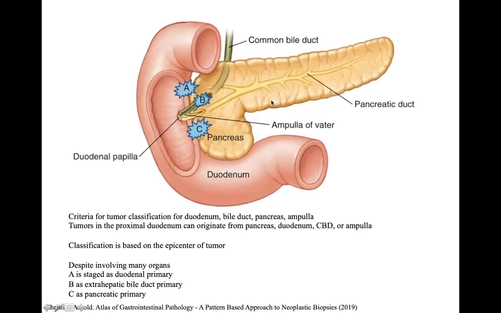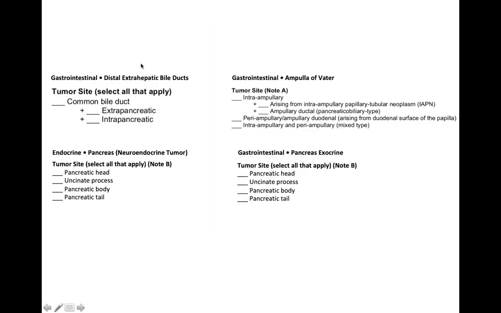Very easy. You refer to a picture like this or similar, or you can also refer to the Kristine Arnold Atlas of GI Pathology. If your tumor arises in A, it stages as a duodenal primary. If it arises in C, it's staged as a pancreatic primary. And if it arises past the bifurcation of the ampulla of Vater, it's staged as an extrahepatic bile duct primary, which is right over here, distal extrahepatic bile duct.